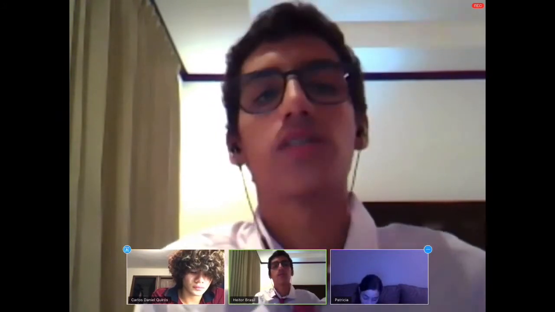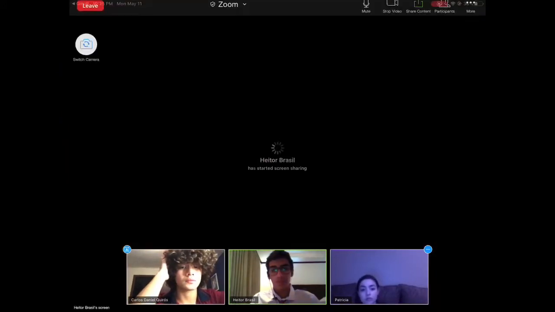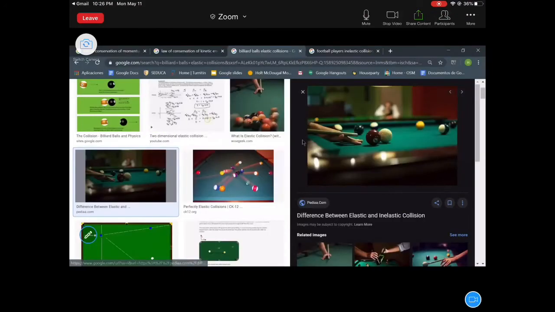So I have some examples here of inelastic and elastic collisions. I'll share the screen with you guys real quick. An example of an elastic collision would be the collision between two billiard balls. There are two cases in here. There's one case where the first object is moving and the second object is at rest.